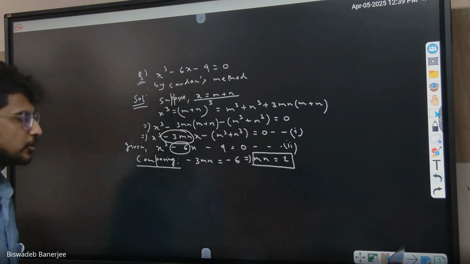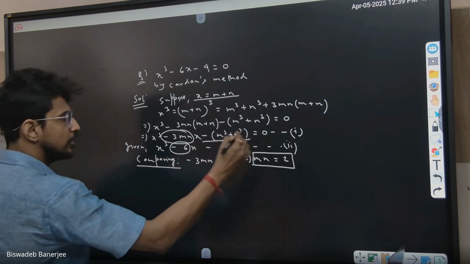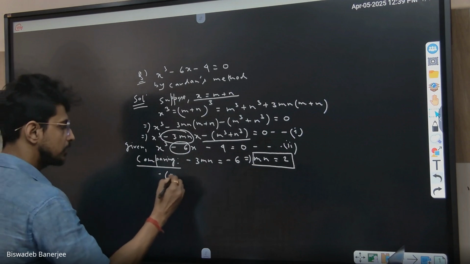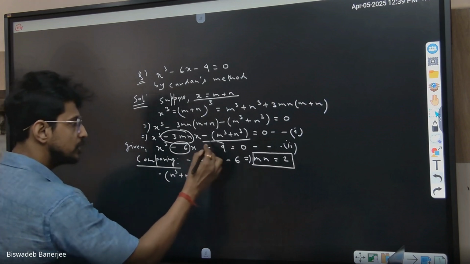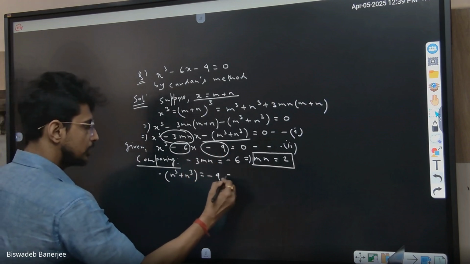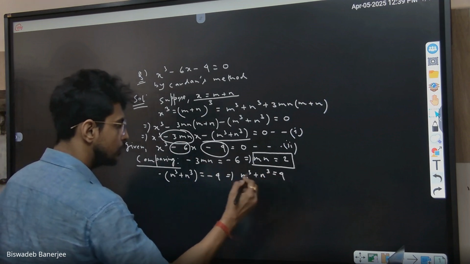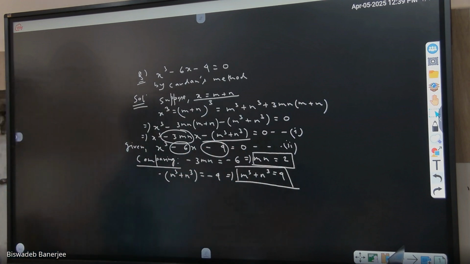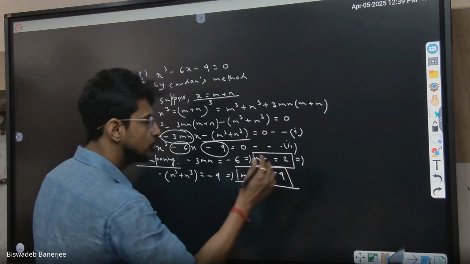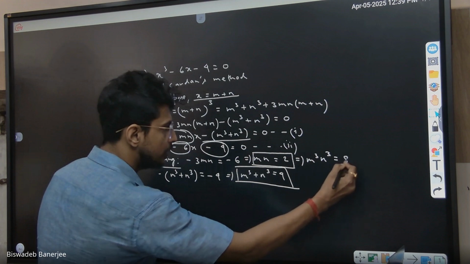mn equal to 2. This equation is very important. Again, my constant term is minus m cube plus n cube, and here my constant term is minus 4, giving you m cube plus n cube is equal to 4. So these are the equations, and now we have to cube on both sides. Cubing on both sides, m cube into n cube, and 2 cube is 8.